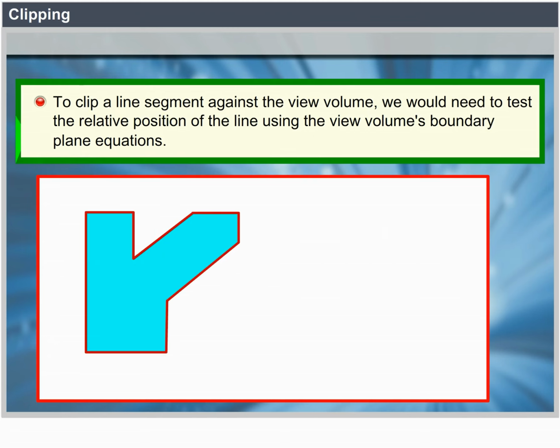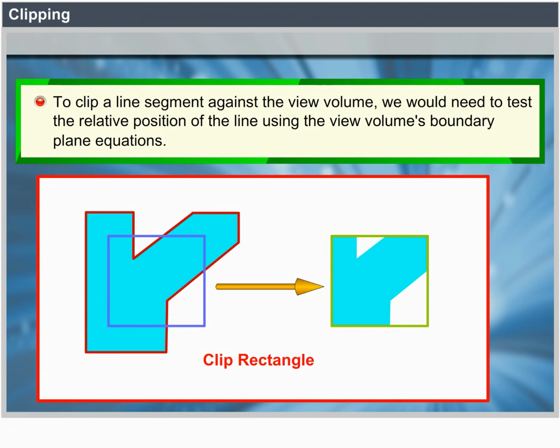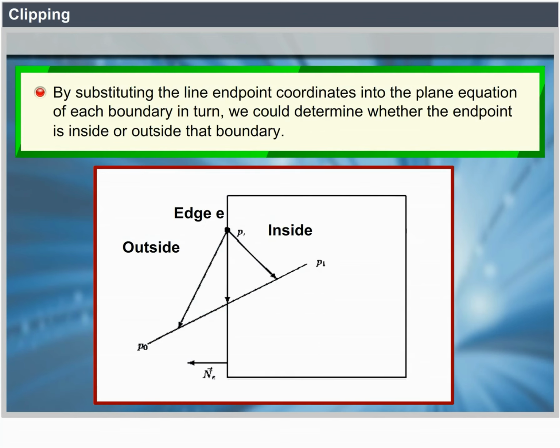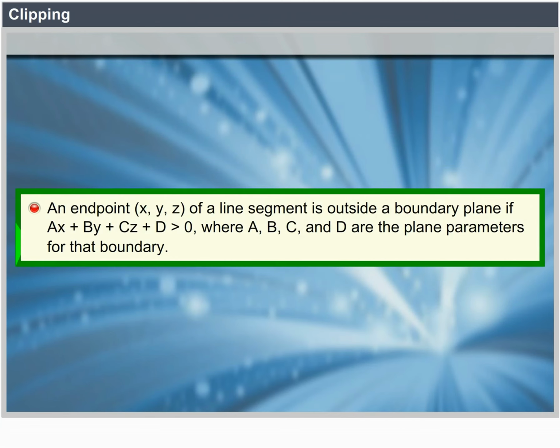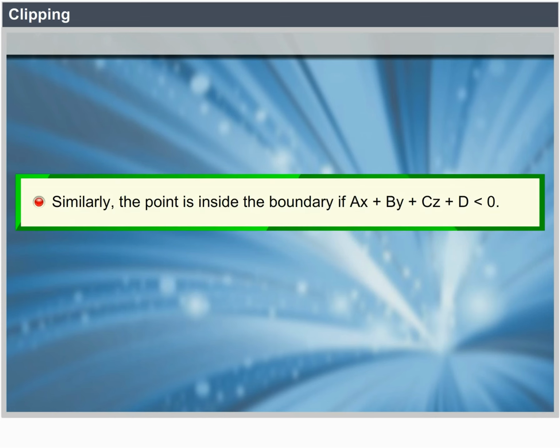To clip a line segment against the view volume, we would need to test the relative position of the line using the view volume's boundary plane equations. By substituting the line endpoint coordinates into the plane equation of each boundary in turn, we could determine whether the endpoint is inside or outside that boundary. An endpoint x, y, z of a line segment is outside a boundary plane if ax plus by plus cz plus d is greater than 0, where a, b, c and d are the plane parameters for that boundary. Similarly, the point is inside the boundary if ax plus by plus cz plus d is less than 0.